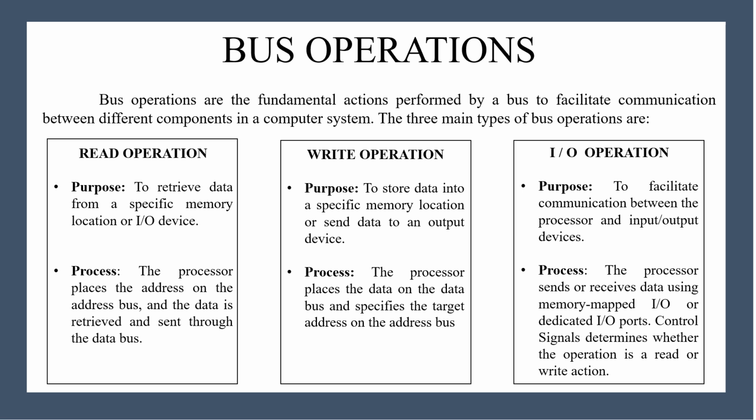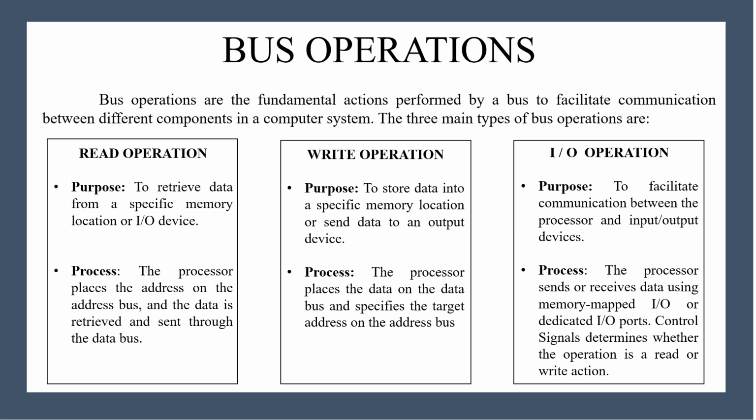Now, let's see how a bus actually works. There are three main operations that are performed by the bus. First, read operation. This is when the CPU retrieves data from memory or an input device. The processor sends an address and the requested data is sent back through the data bus.